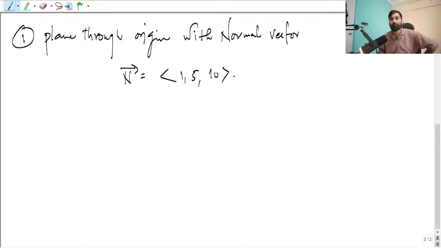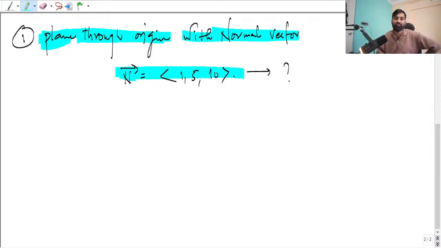So we have to find the plane through origin with a normal vector. What is given in this example is a normal vector, and you have to find a plane, okay? And that plane should pass through origin. That is the question. You have to find the equation of a plane that passes through origin, and only one thing is given, that is the normal vector. If you are given a normal vector, how can you find the equation of a plane? Can you think about it?